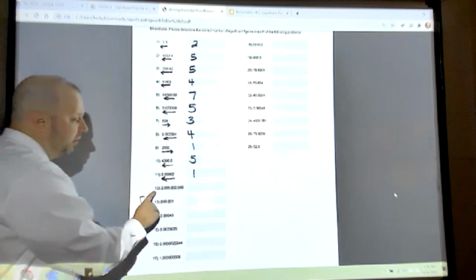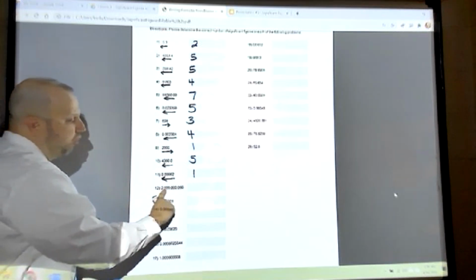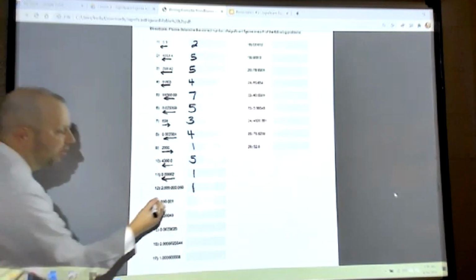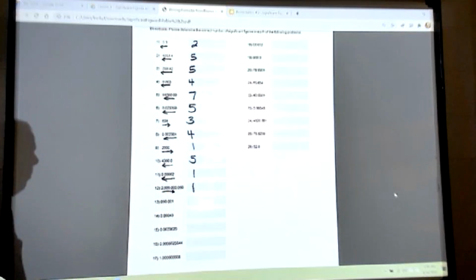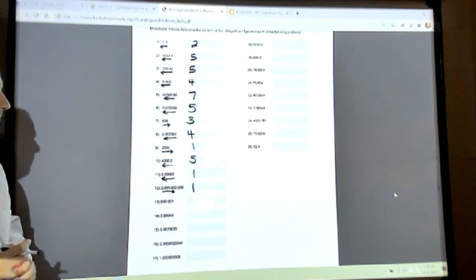Now, the next one, we have the number 2 billion. We have all zeros behind it. 1 significant figure. We're counting in this direction. Everything after that 2 is a 0. I hope, at least that's what it looks like from right here. So that would have just 1 significant figure.